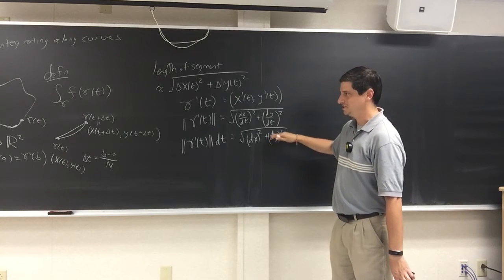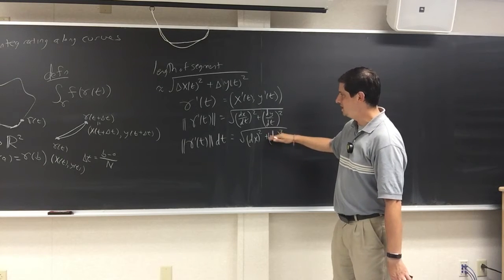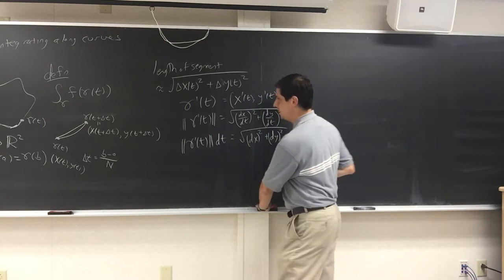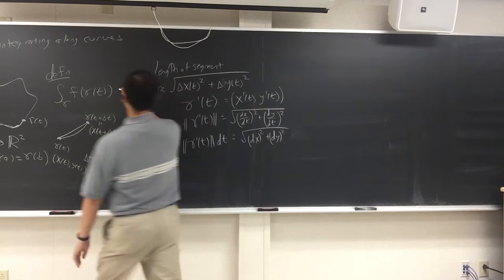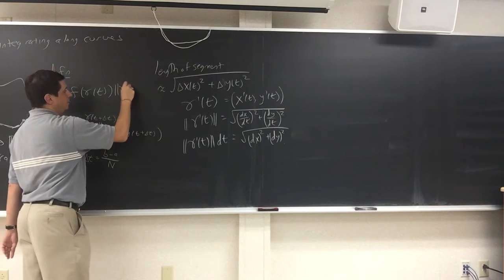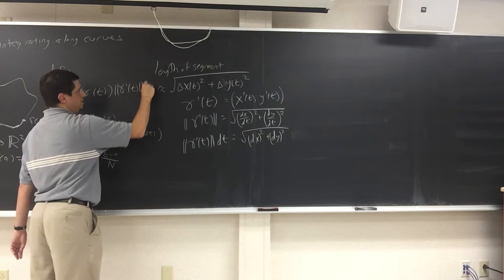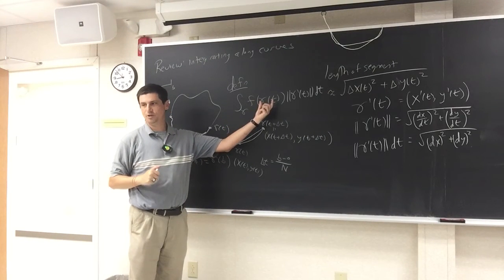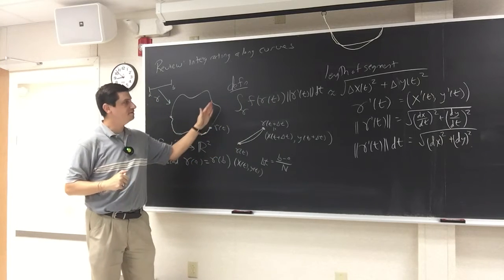Correct. This is the correct statement, and this then is the length of the segment. So this is why we say that the integral here, what we want to put in is the length of gamma prime of t dt, and that's why this is the formula for integrating along a curve. So this is integrating a scalar-valued function.